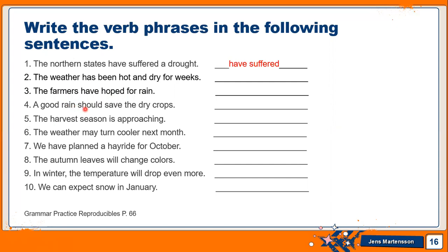A good rain should save the dry crops. Should save is the verb phrase. Should is the helping verb, and save is the main action verb that's taking place here. The harvest season is approaching. Is here is the helping verb and approaching is the main verb. By now, you should be able to continue the next sentences on your own. Okay, let's now move to something else.